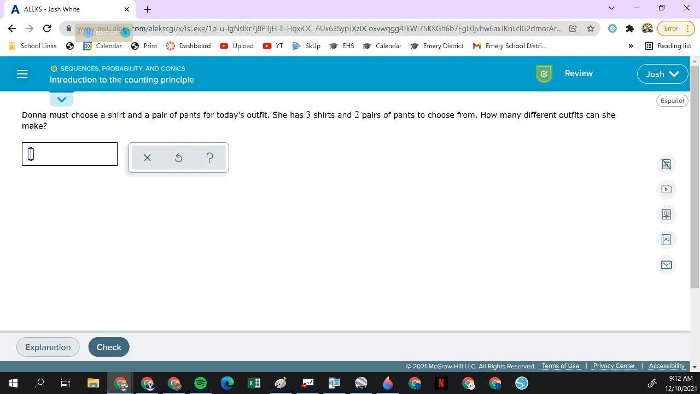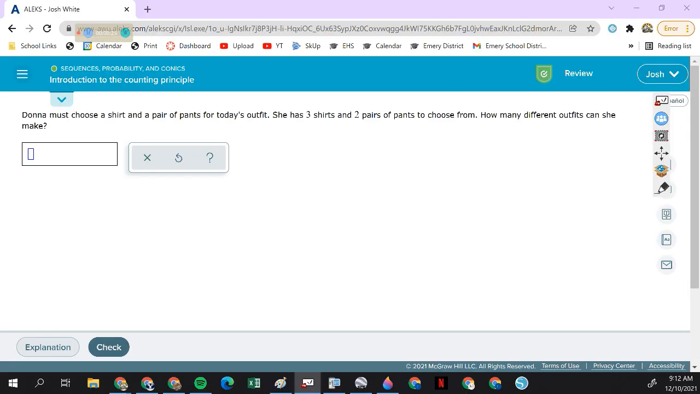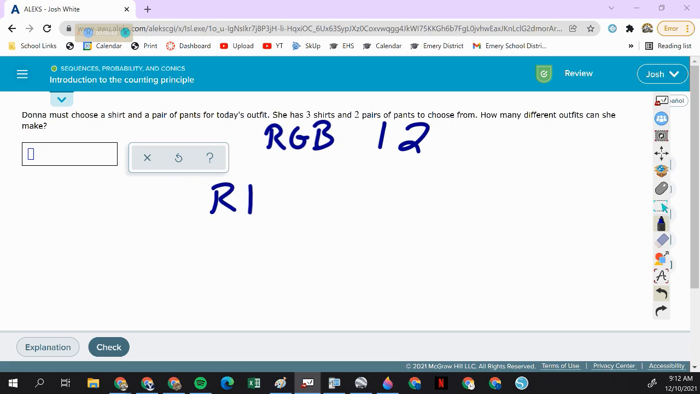So, one way to do this is to write out all the possibilities. Let's call the shirts red, green, blue, and we'll call the pants number 1 and pants number 2. So, what is an outfit that she could wear? R1. What's another one? R2. Okay. What about 2R?